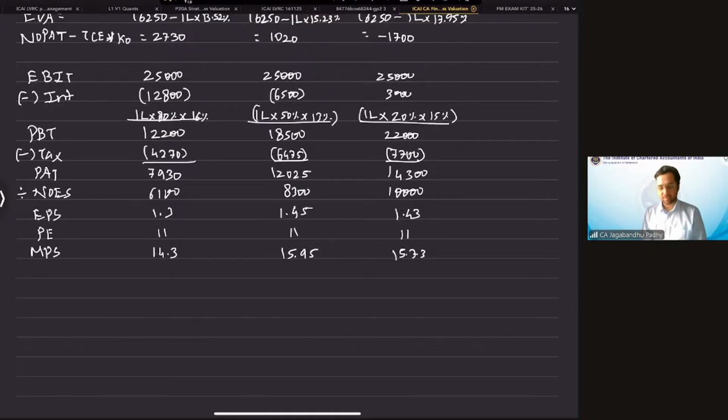Now, once you have got this market price per share, we have to get the market capitalization. Market capitalization will be market price per share into number of equity shares. So 14.3 multiplied by 11, which is 157.3. 15.95 into 11, which is 175.45. And then 15.73.